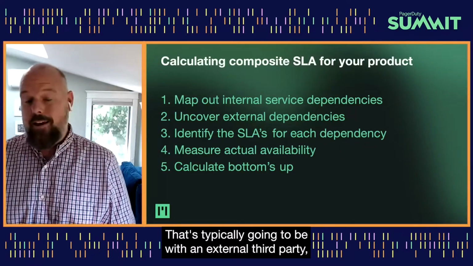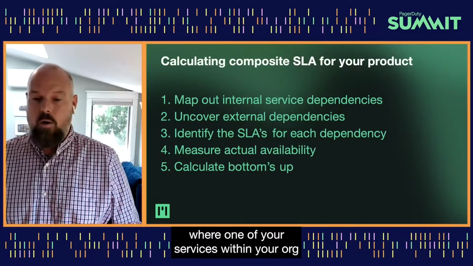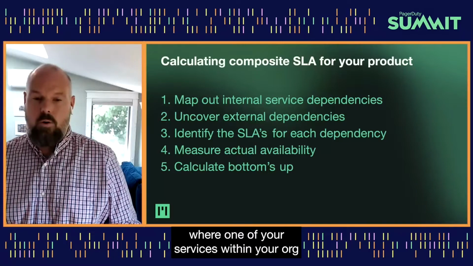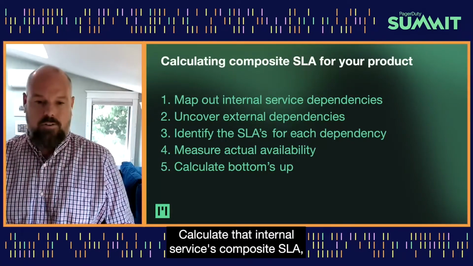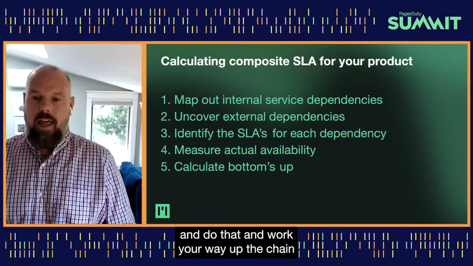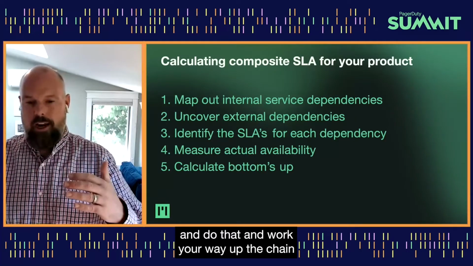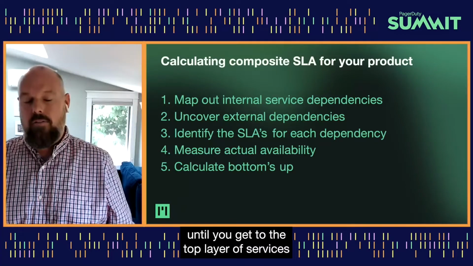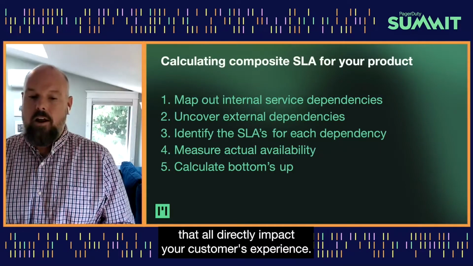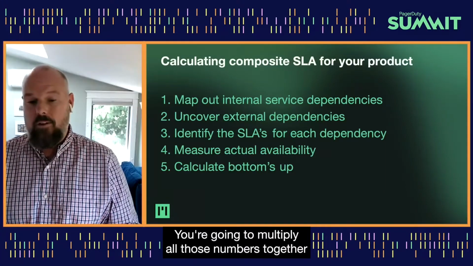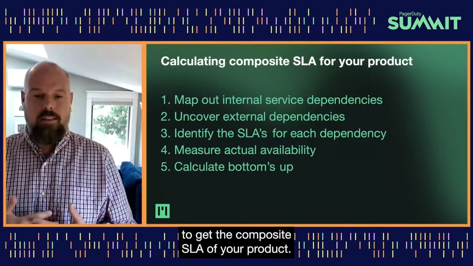That's typically going to be with an external third party, where one of your services within your org reaches outside to an external third party. Calculate that internal service's composite SLA, and work your way up the chain until you get to the top layer of services that all directly impact your customer's experience. You're going to multiply all those numbers together like we did earlier, and you're going to get the composite SLA of your product.